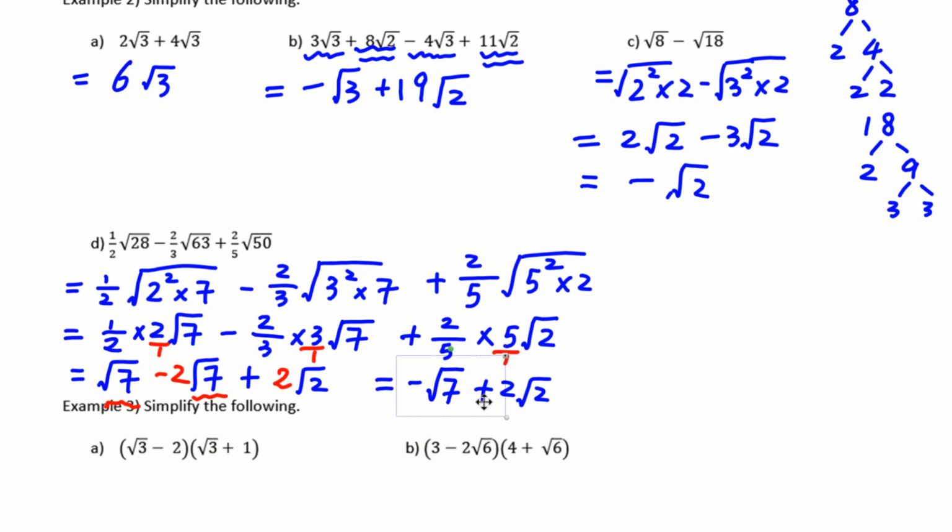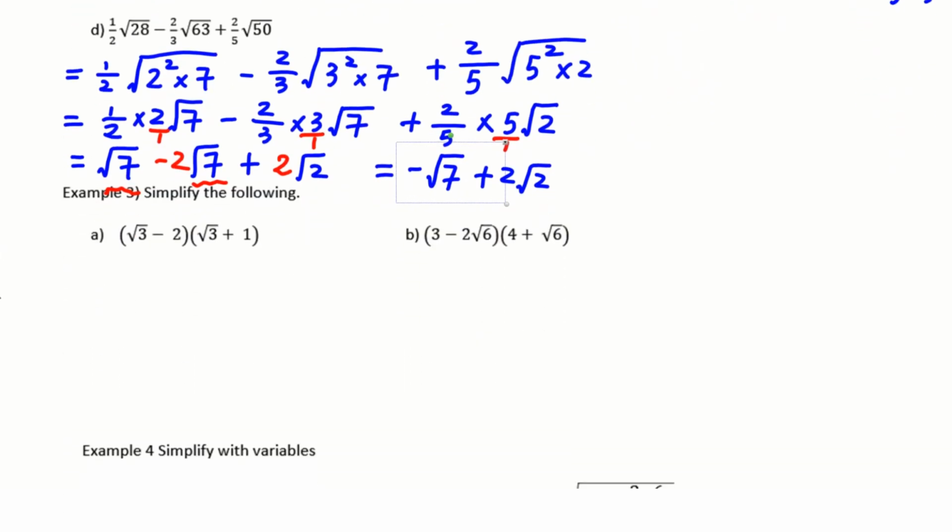So there are no perfect square numbers under the square root. So these are the simplest form of the radicals, and they don't have the same radicals. They are not like terms. You just leave it there.